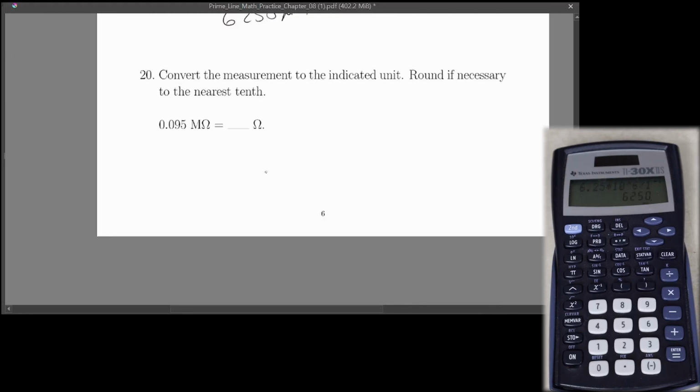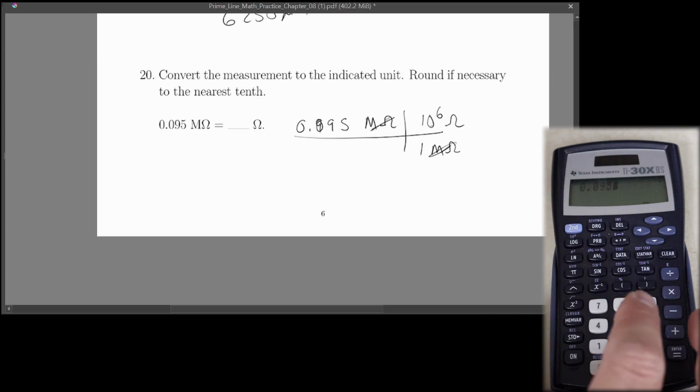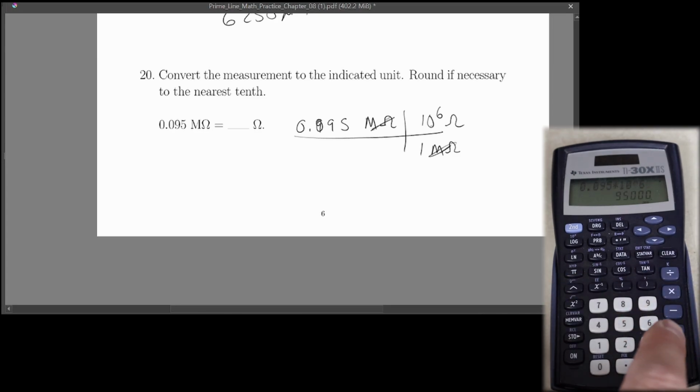Okay, mega ohms, so 0.095 mega ohms. 1 mega ohm is 10 to the 6th regular ohms. We can cancel our units here. We can take 0.095 times 10 to the 6th. And we get 95,000 ohms.